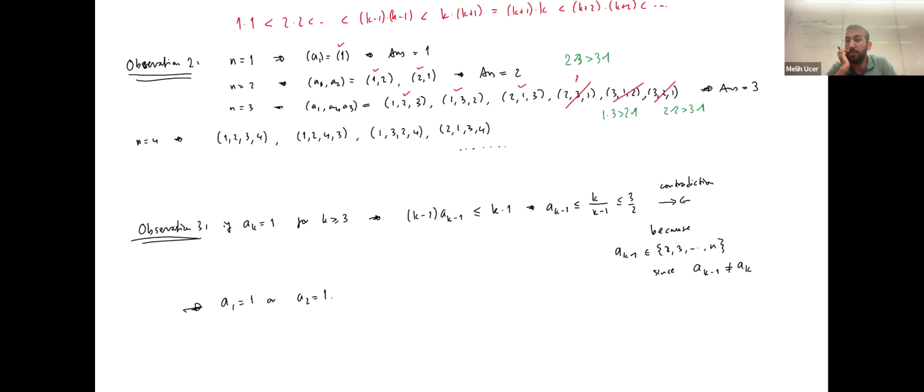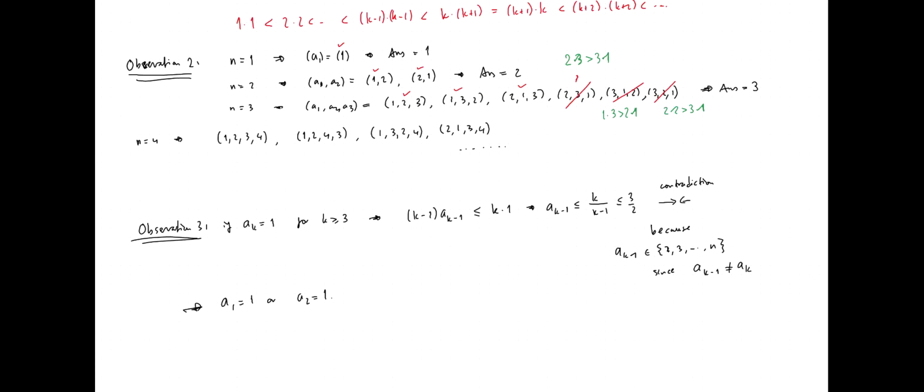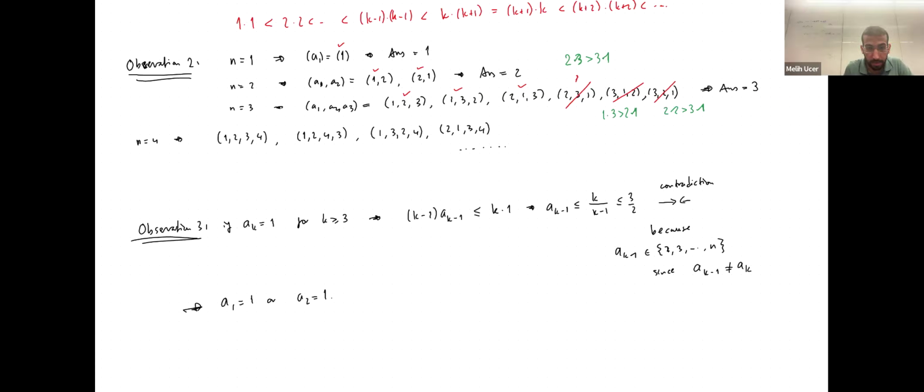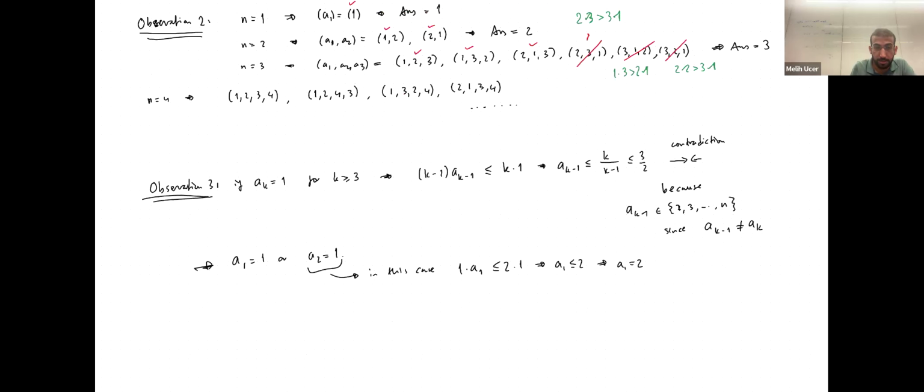But if A2 is 1, do you have any information about A1? Yes, it has to be 2. Because in this case, 1 times A1 is less than or equal to 2 times A2, which is 1. So A1 is less than or equal to 2. This gives A1 equals 2. So there are 2 possible ways to start.